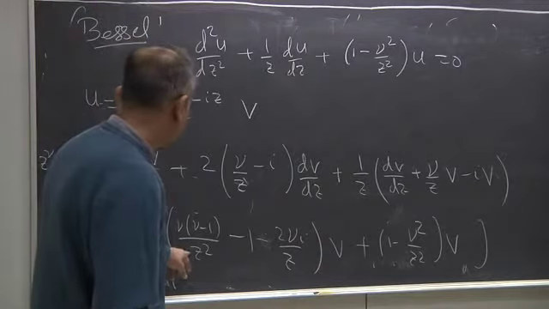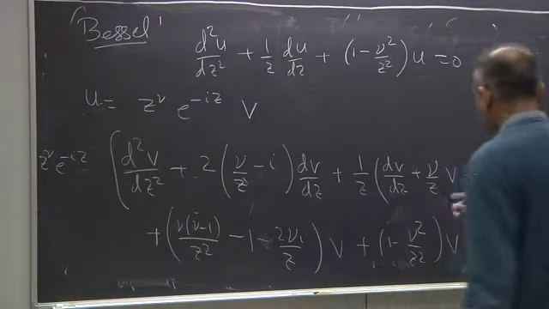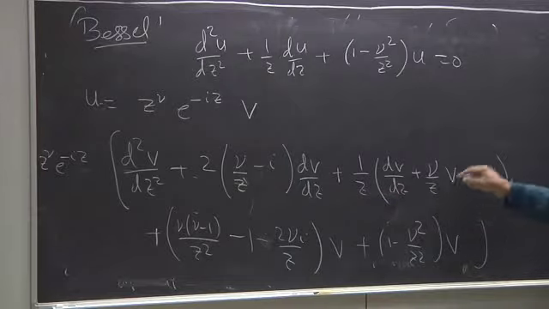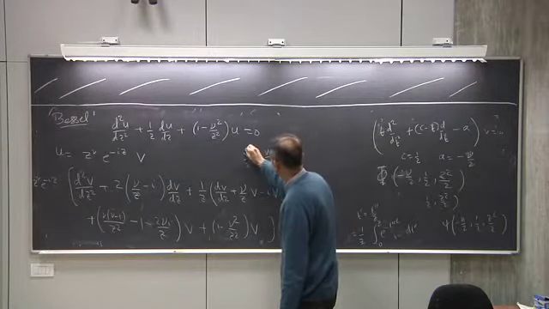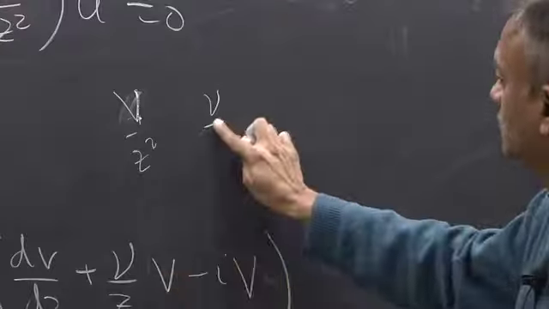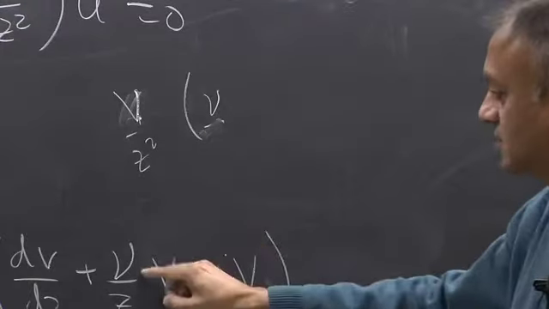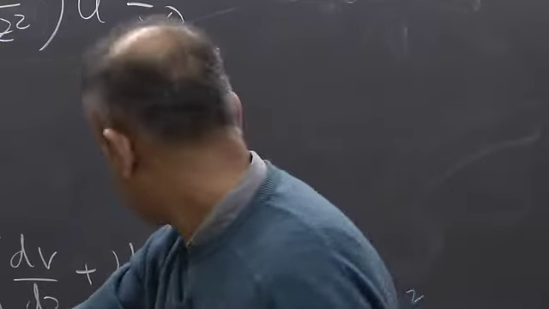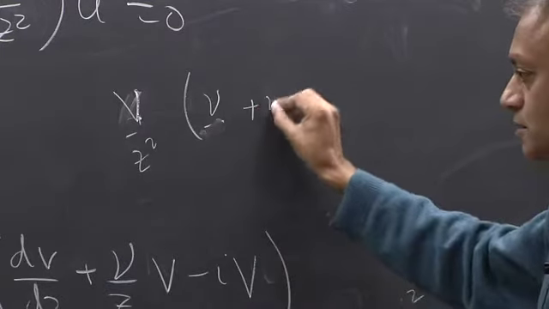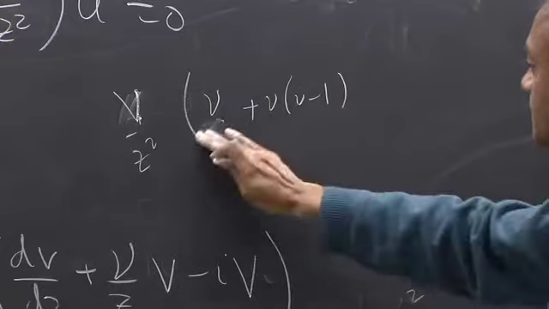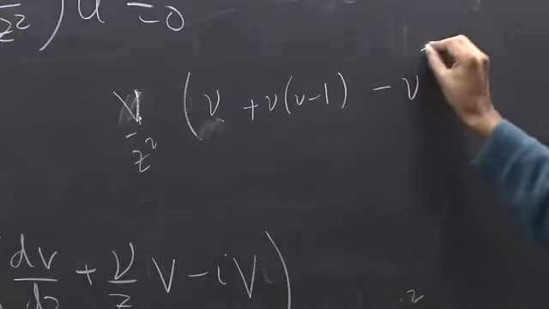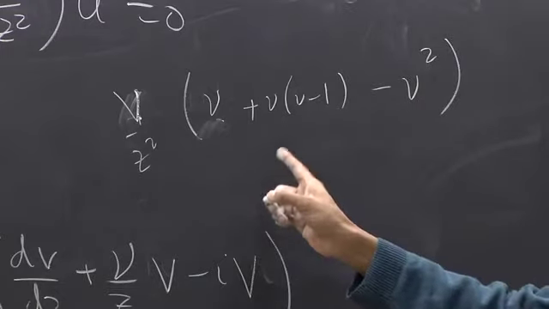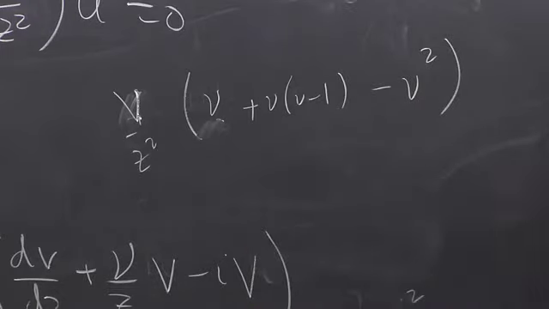Let's look at the 1 over z square term. So the 1 over z square term comes from, for example, this product. So there is a nu over z square, so 1 over z square v, that's what we are looking at, right? So from this term there is a nu. From here you get plus nu times nu minus 1, right? And from here you get minus nu square, which is indeed 0, right? So the 1 over z square term cancels. So then it's going to be the confluent.